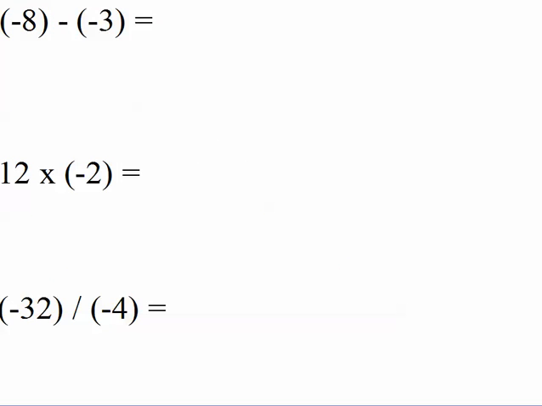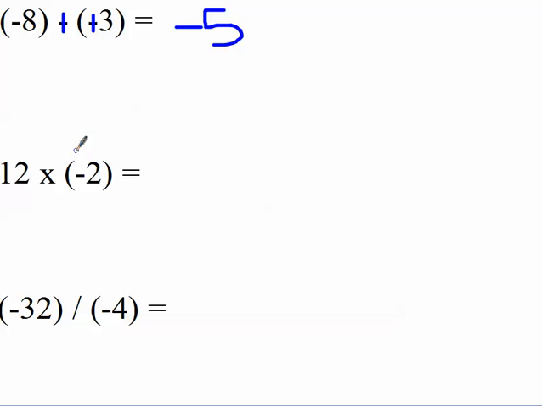Moving on to our next problem. Negative 8 minus a negative 3. Again, I'm going to change this into an addition problem. So I'm just going to shorten it up and do this. Now I have a negative and a positive. They're going to fight each other. My negative army is larger, therefore it's going to win. It's going to win by 5. Therefore I have negative 5.